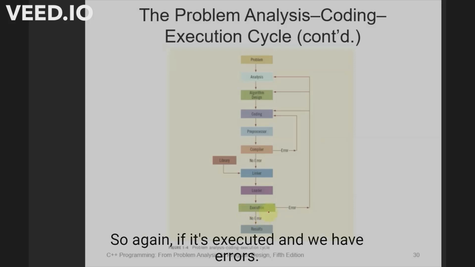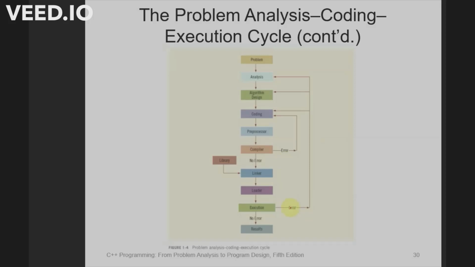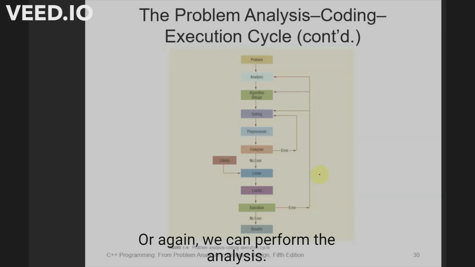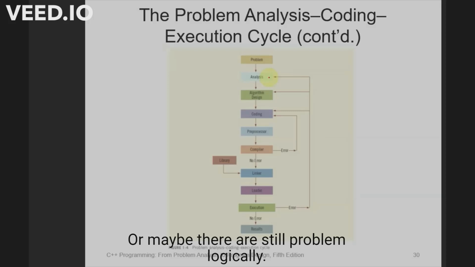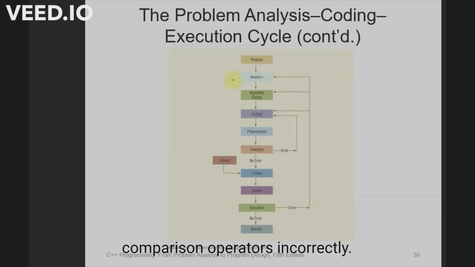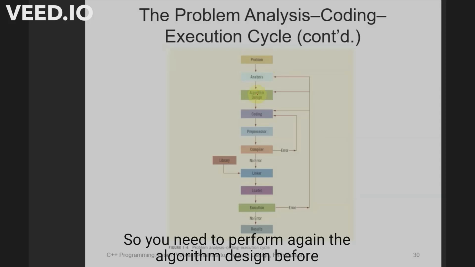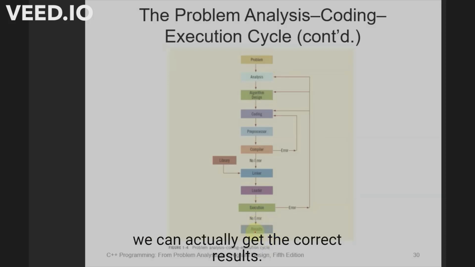Okay, so if it's executed and we have errors, meaning this error is not really a syntax error but rather a logical error, we can perform the analysis again to find what the problem is when we code. There may still be logical problems, for example, if you use the logical operations or the comparison operators incorrectly. So you need to perform the algorithm design again before you do the coding. But if there are no problems during the execution, that means we can actually get the correct results.